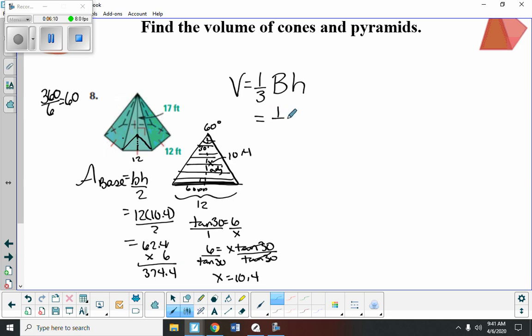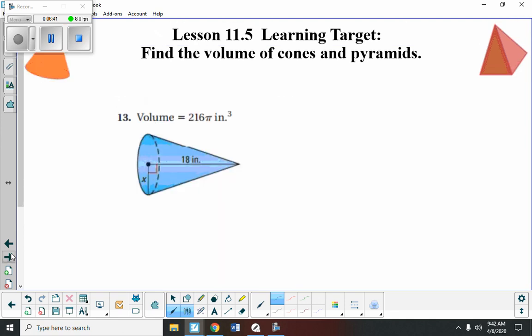So we'll just substitute that value in, 374.4. And the height of it from the base up to the tippy top is 17. And punch that out in your calculator, and you should get 2,121.6 feet cubed. So a little bit more involved, but again, if you write your formula down, that gives you a roadmap for how to solve the problem.